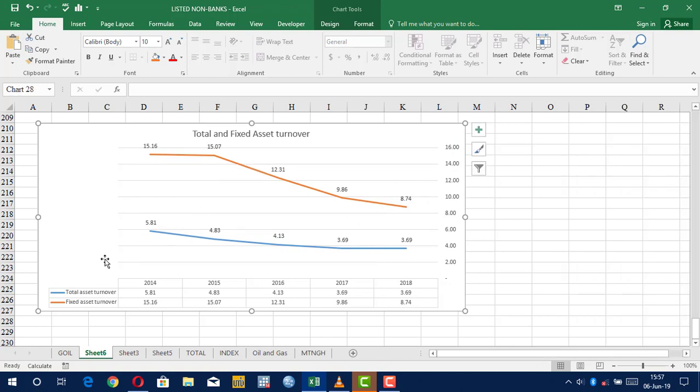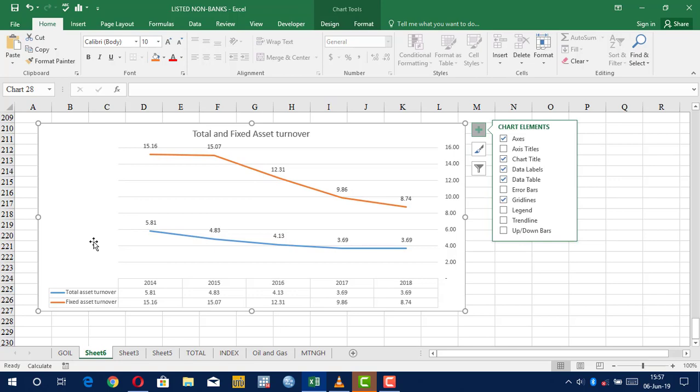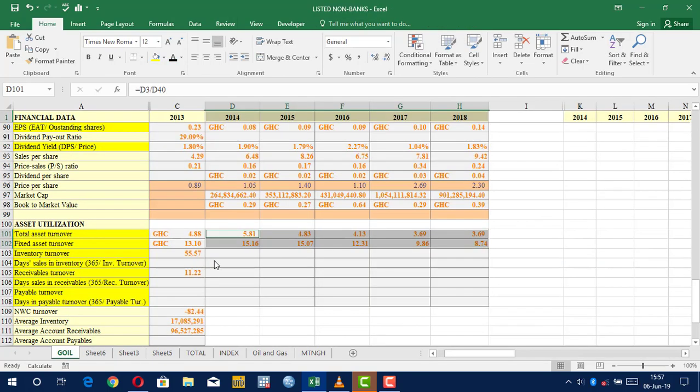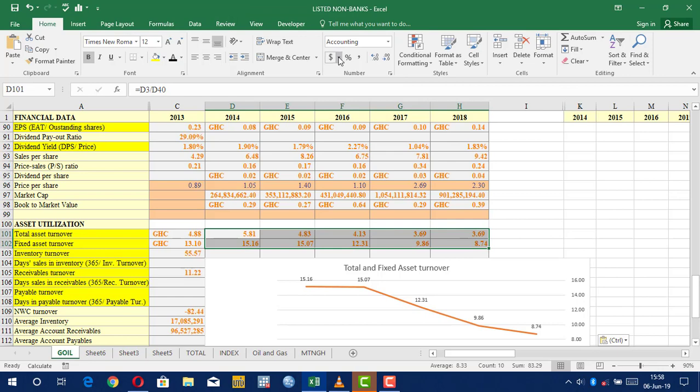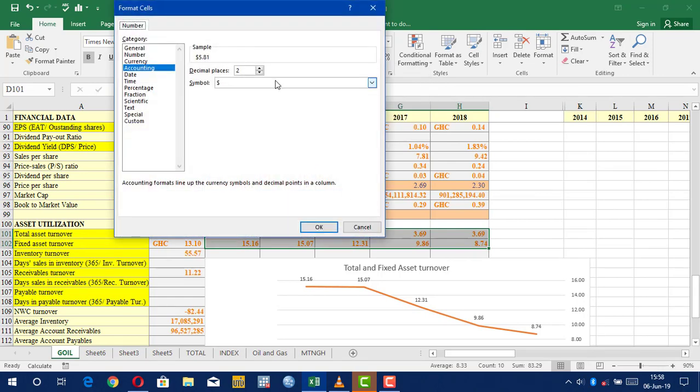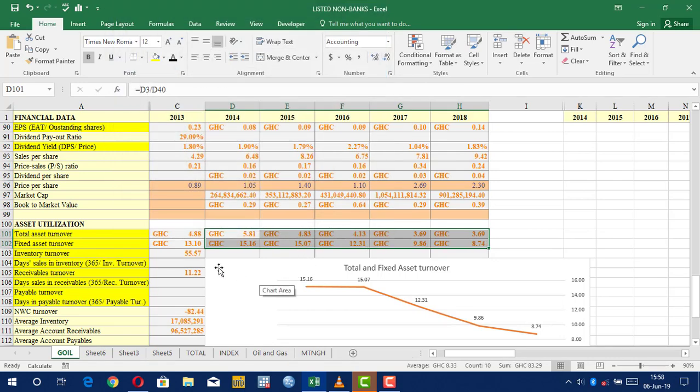Alright, so starting with the total asset turnover, as I have explained earlier on, you are talking of how the company is able to utilize its assets to generate revenue. So in a nutshell, let me take it back. I want to use currencies to represent this. I'll select this, then change it to a currency form, so GHCs. All right, good.